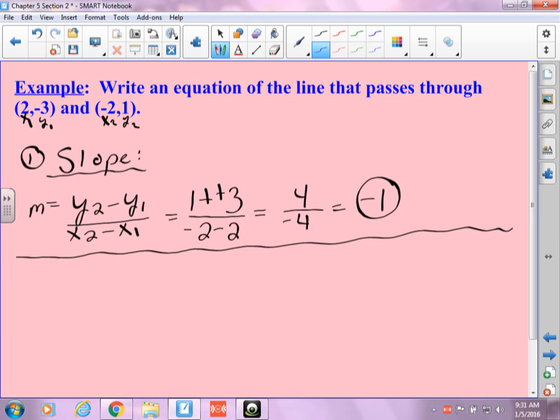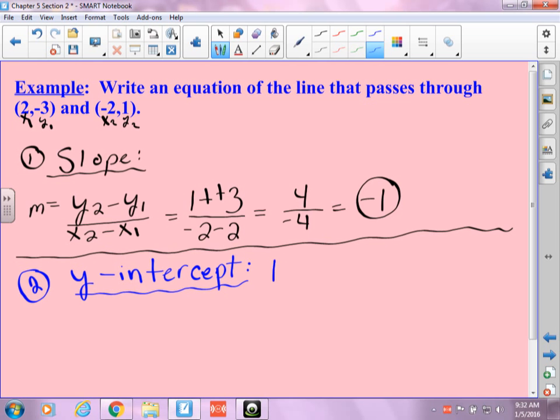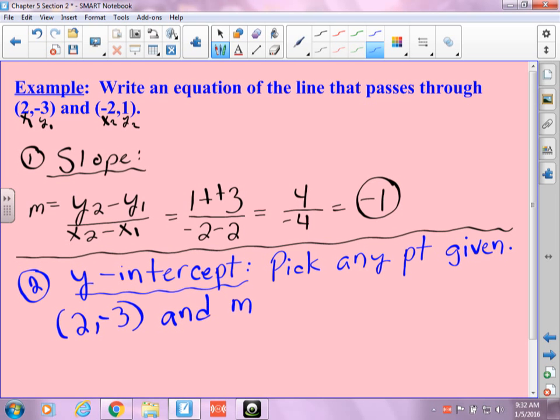All right, now, second step. I'm going to do it in a different color. Step 2, we need to find the y-intercept. So just like the last problem, we're going to use the slope. Our problem is I don't have one ordered pair, I've got 2. So what you need to do is pick any point given. You can pick either one of those. It doesn't matter. So I am going to pick (2, negative 3) just because that's what they gave me. And then I'm going to use my slope, which is negative 1.